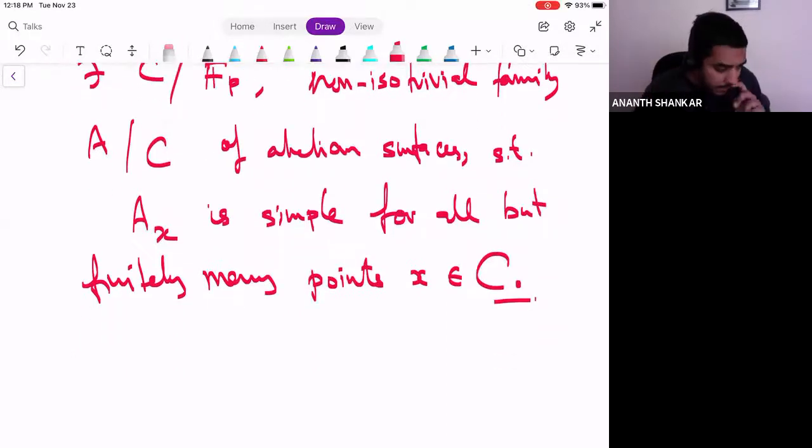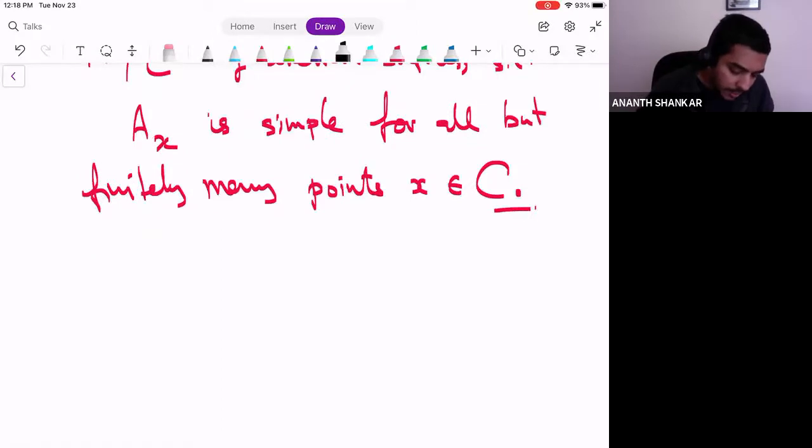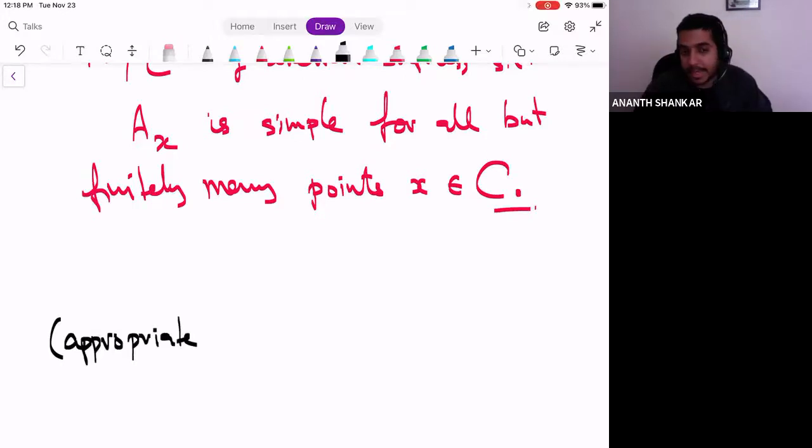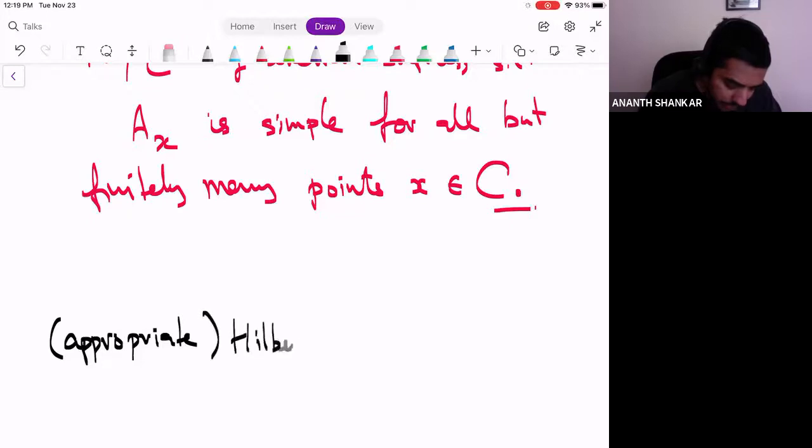Now, here's a way to see this. If you were to look at the moduli space of abelian surfaces that admit endomorphisms by a real quadratic field, and this is called a Hilbert modular surface, and if you choose your real quadratic field appropriately, and by appropriately, all I want is for the quadratic field to be split at P. So we take an appropriate Hilbert modular surface mod P.